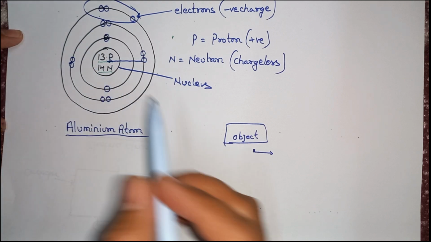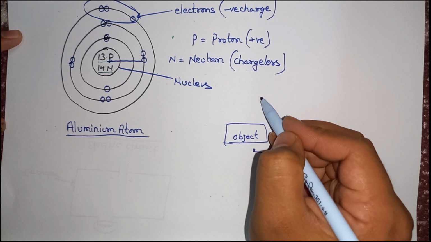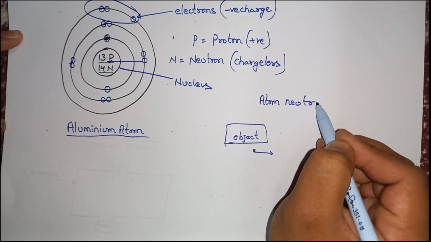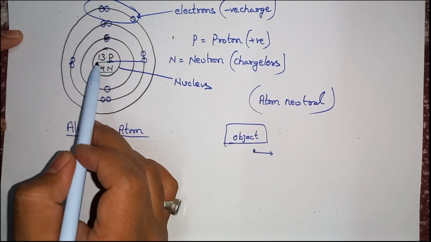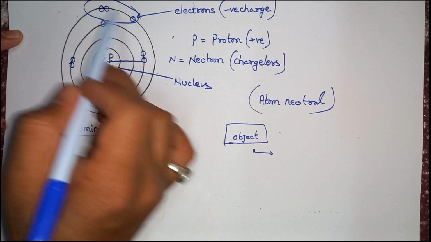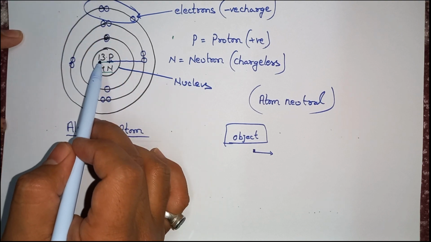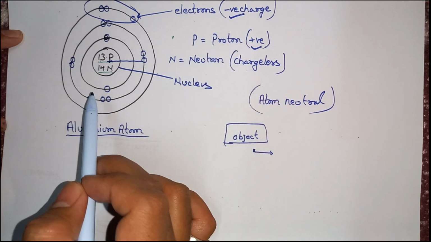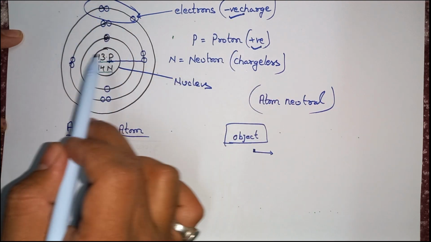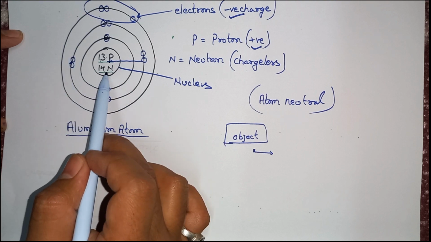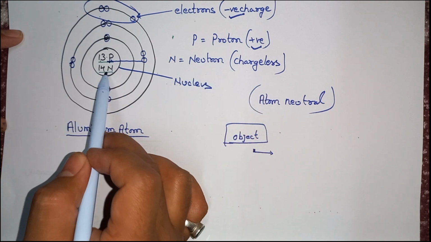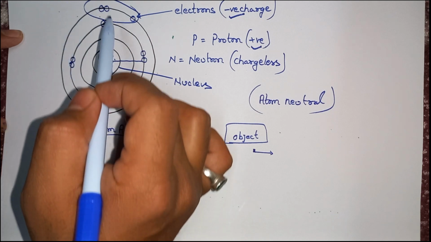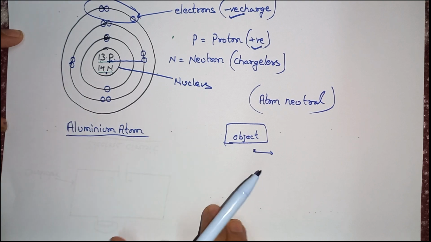Now I want to say something more about this atom. All atoms are neutral. An atom is electrically neutral because the number of positive charges is equal to the number of negative charges. Suppose in this atom we have 13 protons, positive charges, and 13 negative charges that cancel each other, and altogether the atom will be neutral or chargeless. The neutron does not have charge, so it is also chargeless, and the overall result of proton, neutron and electron is also chargeless.